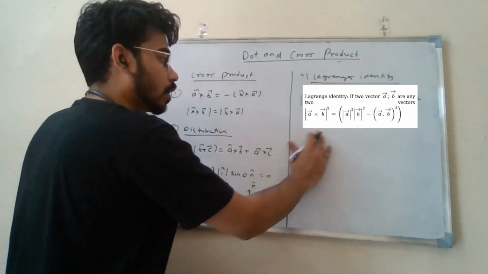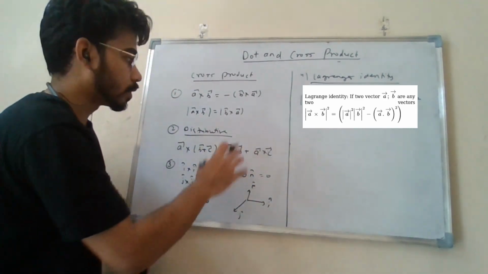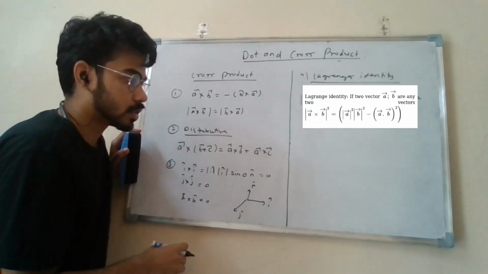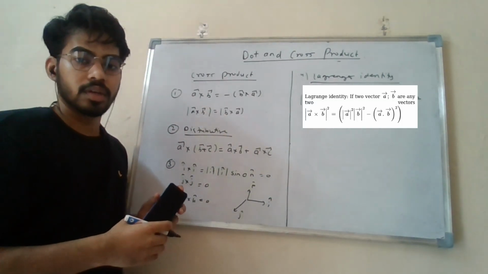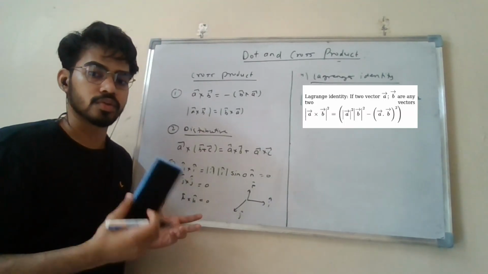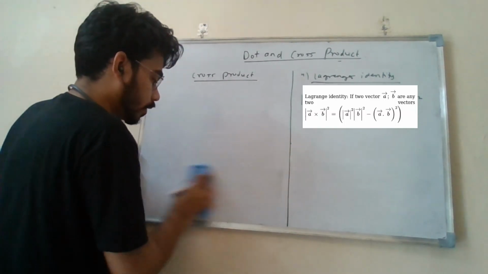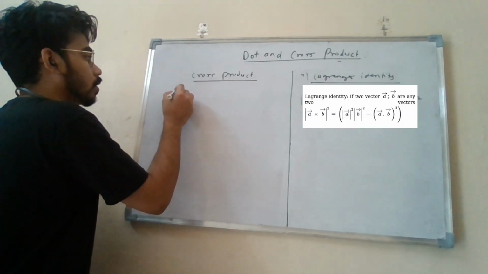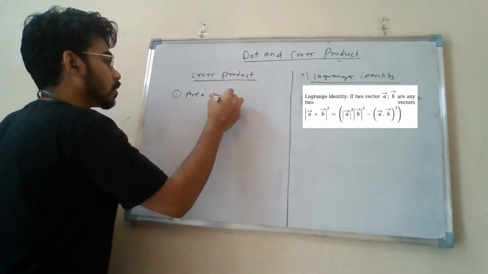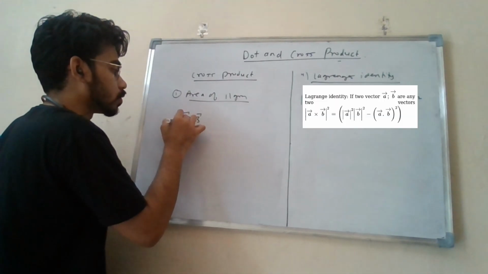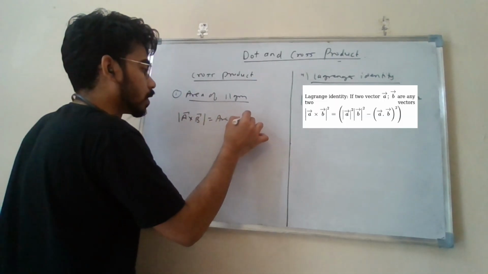Next, we will see the applications of cross product. These are the basic properties of cross product. Next, we will see what the cross product shows geometrically. Okay. First is the area of parallelogram. Mod of A cross B gives us the area of parallelogram.